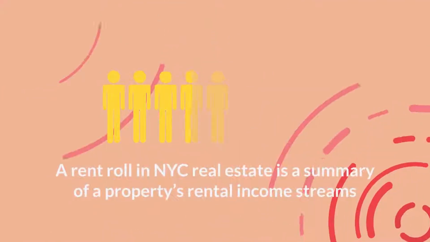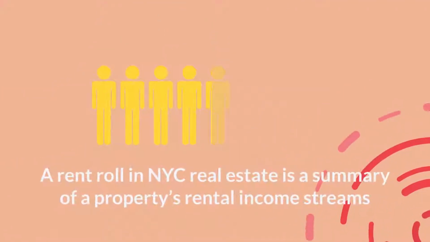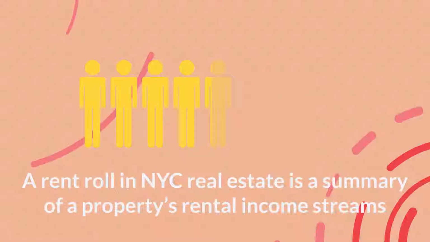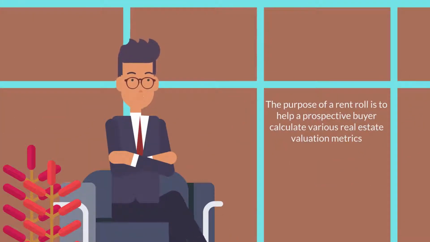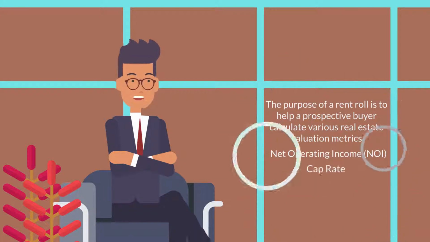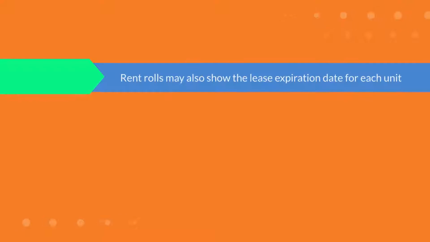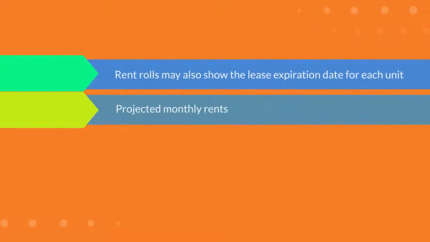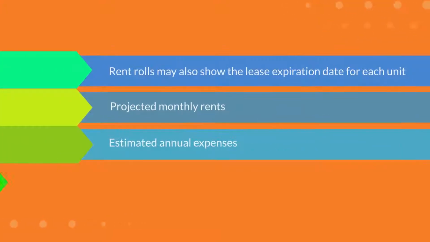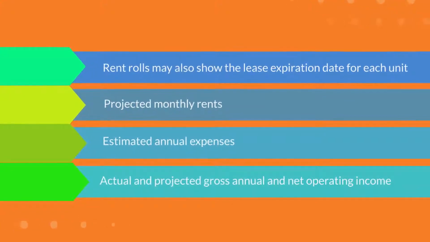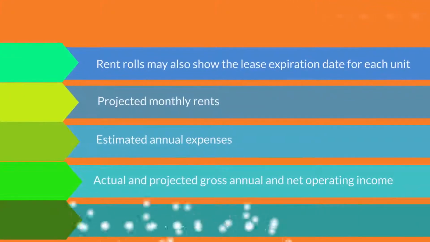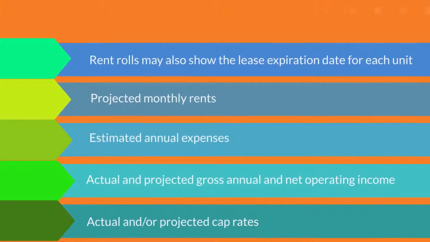A rent roll in New York City real estate is a summary of a property's rental income streams. The purpose of a rent roll is to help a prospective buyer calculate various real estate valuation metrics, such as the net operating income, NOI, and the cap rate. In addition to itemizing the actual monthly rental rates, rent rolls may also show the lease expiration date for each unit, projected monthly rents, estimated annual expenses, actual and projected gross annual and net operating income, as well as the actual and/or projected cap rates.